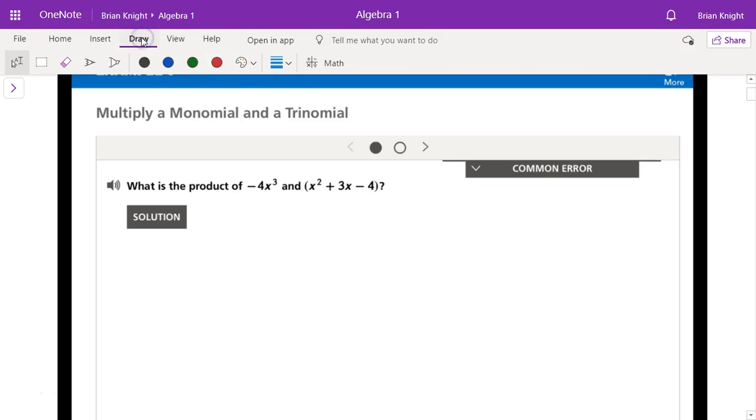Negative 4x to the third. What kind of monomial is that? When it's to the third, when your degree is 3, what is it? Cubic monomial. It is a cubic. Okay? Trinomial is how many terms it has. Linear, quadratic, cubic is your degree.